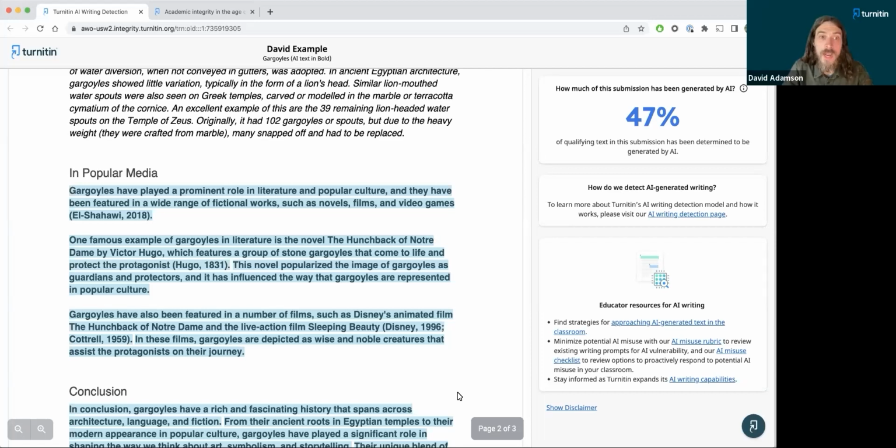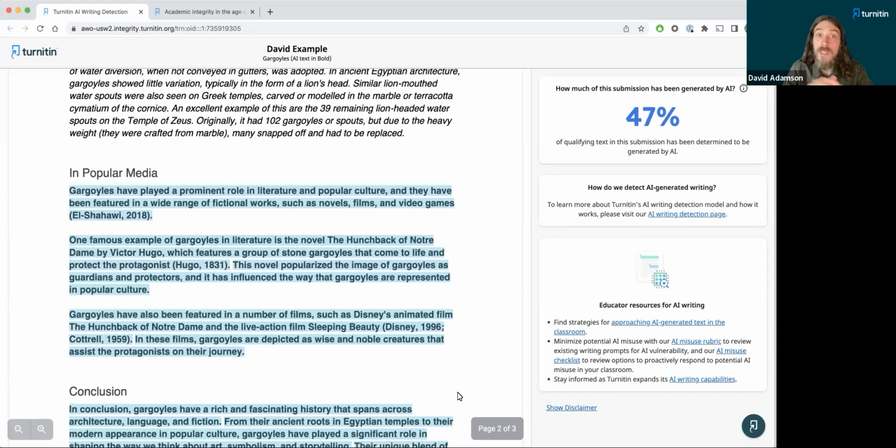So our goal with AI writing detection is to help you, the instructors, understand where and how AI writing tools might be used in submissions to your assignments, so you can have conversations with your students and your colleagues about what constitutes appropriate use of AI writing tools, if any.